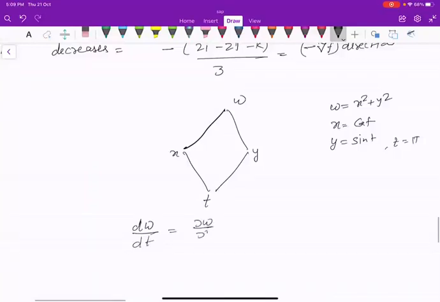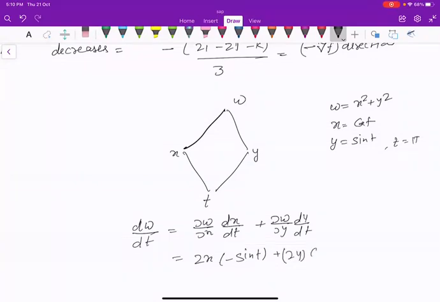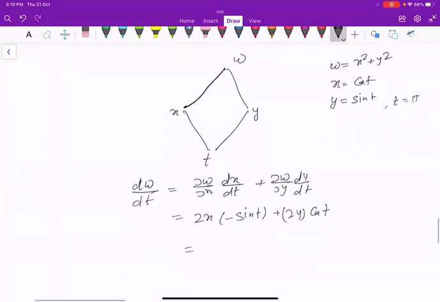So del w over del x times dx by dt, plus del w over del y times dy by dt. Clear? Del w over del x is 2x. dx by dt is minus sin t. Del w over del y is 2y, dy by dt is cos t. Now put the value of x as cos t times minus sin t, plus 2 times y value sin t times cos t. 0 will come out for its value. Okay, ma'am, understood.